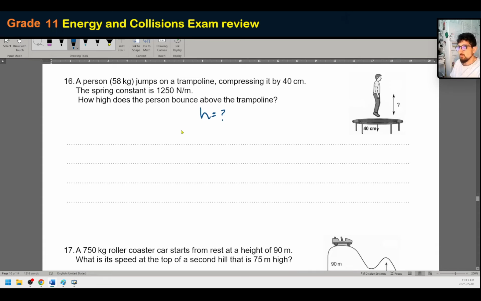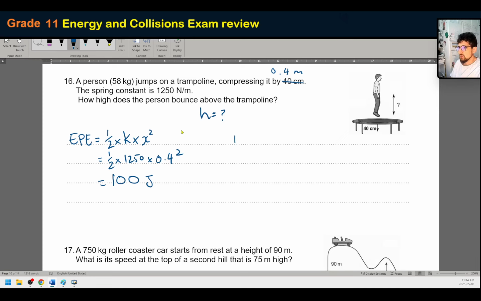Where's all the energy coming from? The energy is coming from elastic potential energy. Because the spring is compressed and then it launches the person upwards. So it's half multiplied by k multiplied by x squared. Remember, x is the compression. So it's going to be half multiplied by 1250 multiplied by 0.4 squared. 0.4, why is that? Because it's 40 centimeters, so it's 0.4 meters. And that's 0.5 times 1250 times 0.4 squared, which is going to be a nice, beautiful 100 joules.